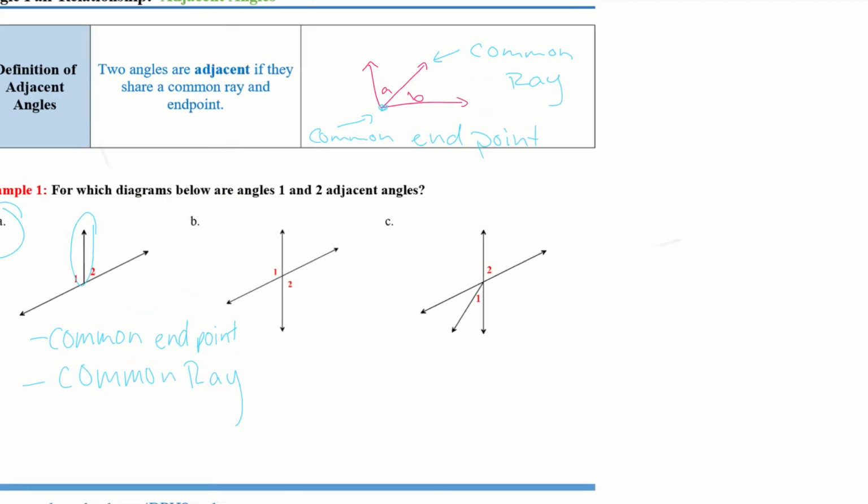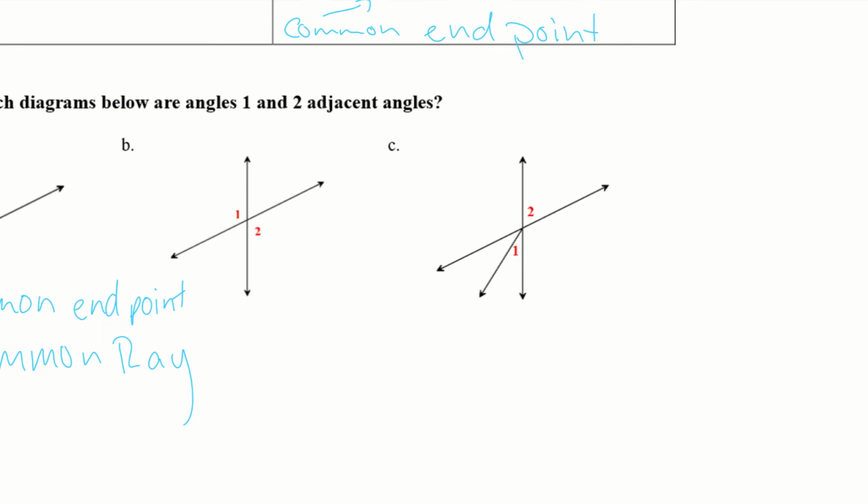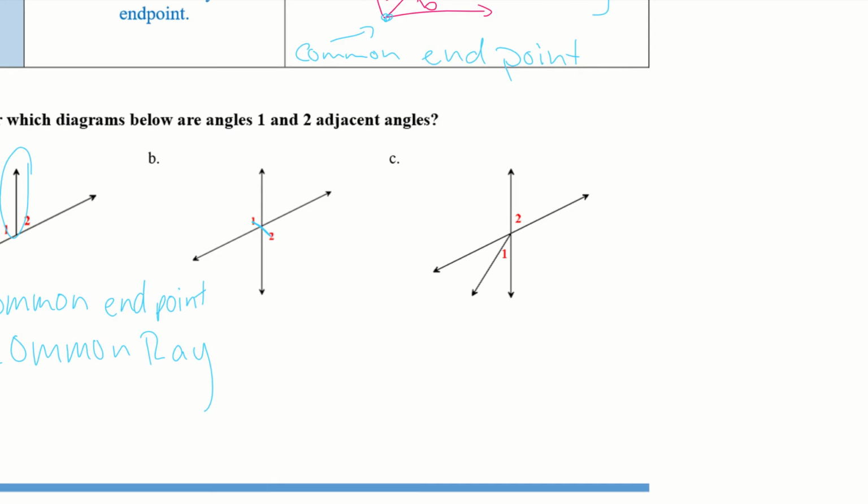But let's take a look at B and C. So B, they're right across from one another, so they don't have a common ray. So for 2, the two rays that would be for 2 would be this ray, and neither one of those rays has anything to do with 1, so it can't be that one.